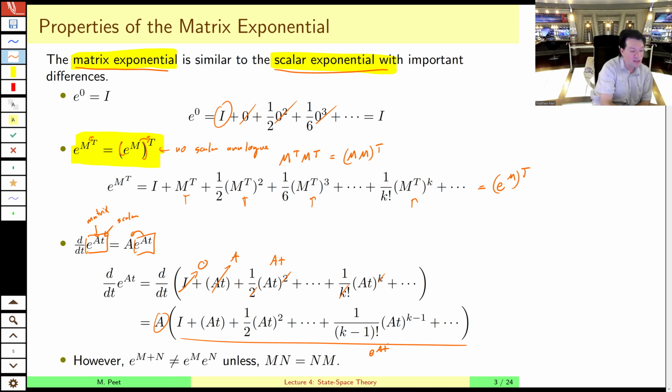So this is not surprising, because the same is true for scalars. So these are all the same for scalars.